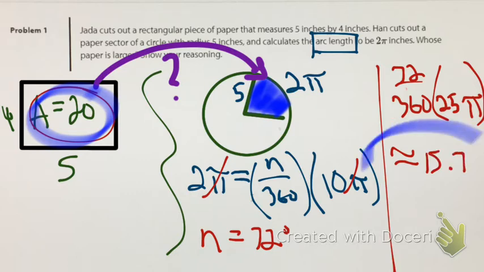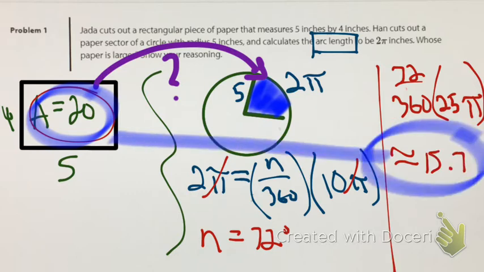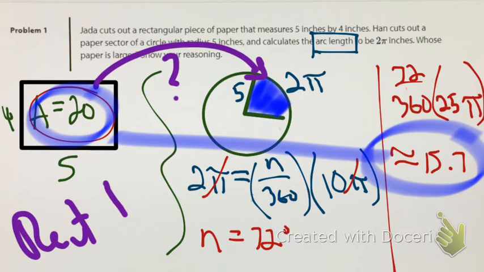So you can compare. Which one's bigger, 15.7 or 20? Well, it's obvious that the rectangle is the bigger area, so the rectangle is the bigger. That is kind of what Jada was looking at. And so that's the deal.